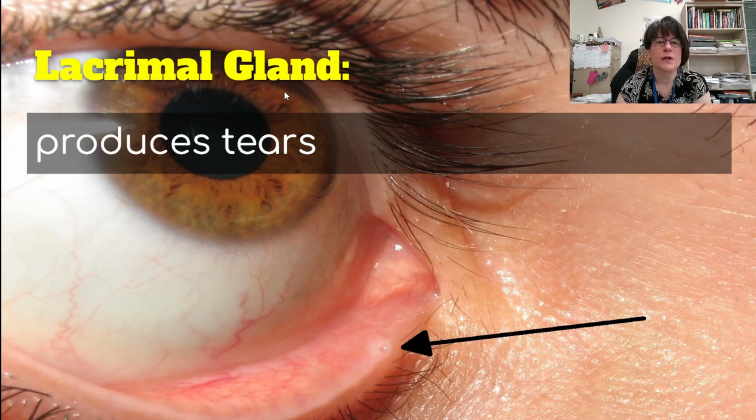There are lacrimal glands, and these produce tears. And you see this little dot here. Maybe you've noticed it on your own eyelid. That is where your tears come from.